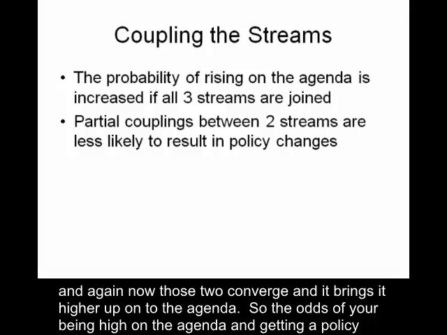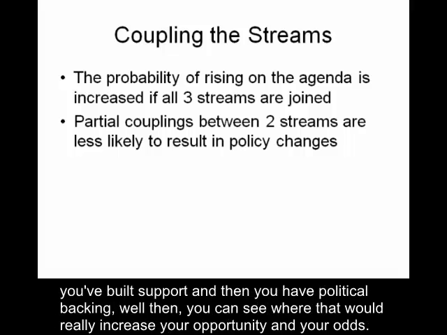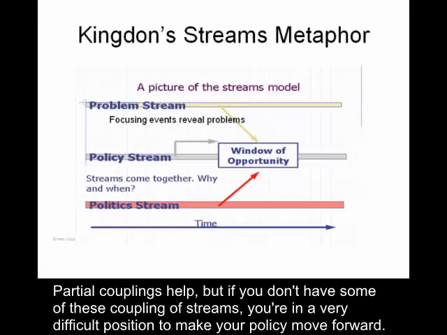So the odds of your being high on the agenda and getting a policy passed increase the more of these streams join. If you've got the problem clearly defined and delineated, if your policy is drafted and sound and you've built support, and then you have political backing, well then you can see where that would really increase your opportunity and your odds. Partial couplings help, but if you don't have some of these couplings of streams, you're in a very difficult position to make your policy move forward.